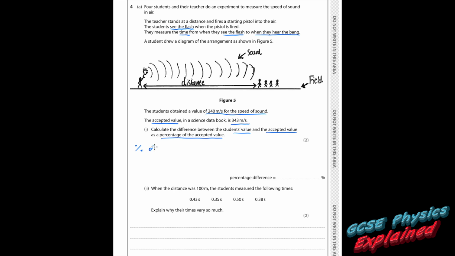Right, your percentage difference equals your value minus the accepted value, divided by the accepted value. So their value was 240. The accepted value is 343. We need to divide that by the accepted value. And that comes out as minus 0.3. Now, because they want it as a percentage, we do need to multiply the whole thing by 100. So that's minus 30%.